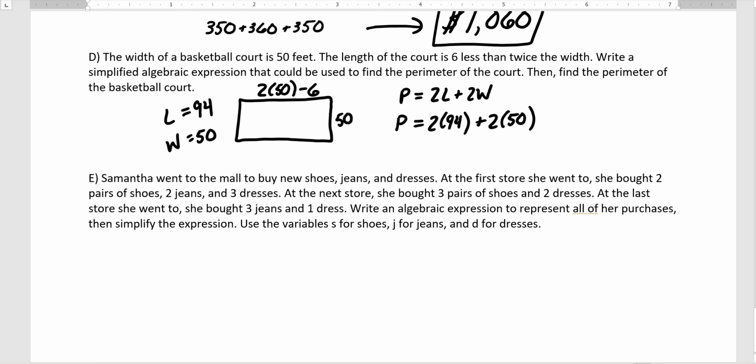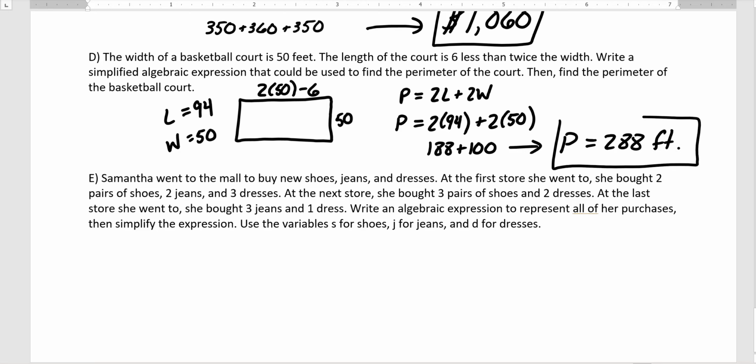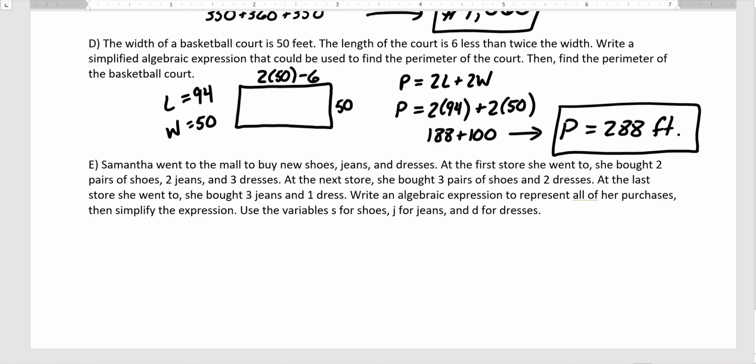2 times 94, I don't really know that off the top of my head, but I know that 2 times 95 is 190, so this will be 2 less than that. So this will be 188. 2 times 50 is 100, so that perimeter, we're going to find it to be 288 feet. Fantastic. All right, last one. Why don't you try letter E here? I'll give you a moment to try it, and then we will go through that together, all right? So go ahead and pause the video now, and then try letter E.